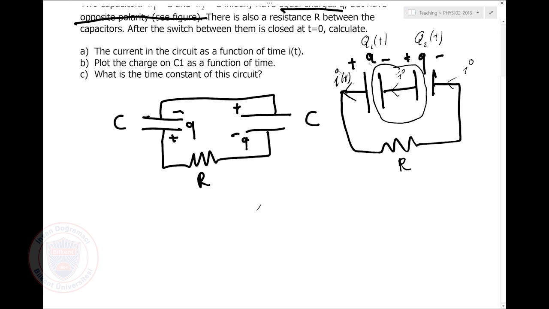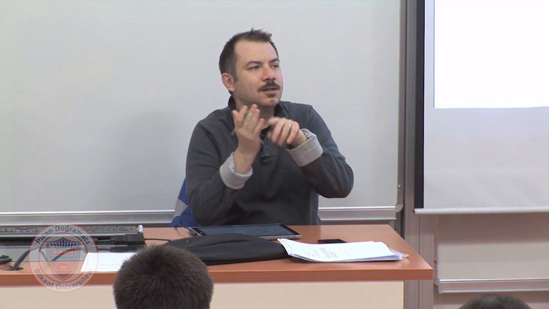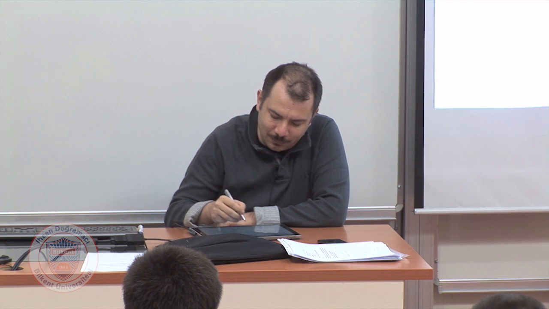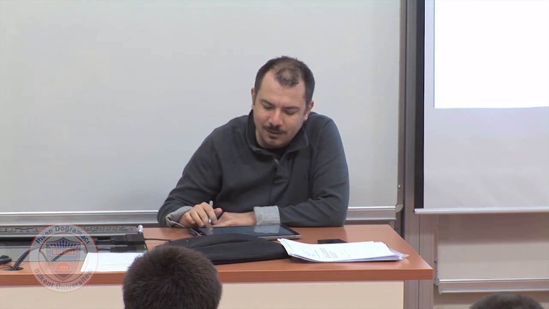But what is I of t? I of t, because it's leaving the plus terminal of the first capacitor, must be dQ1(t)/dt. What's the sign? Is it plus or minus? If I have a positive current, it's coming out of the positive terminal. The charge on my capacitor must be decreasing, so there is a minus sign here. But this is just as well dQ2/dt. Right? It's again the same current actually leaving the second capacitor. So I have only one equation. That's the definition of my current. What else do I need?